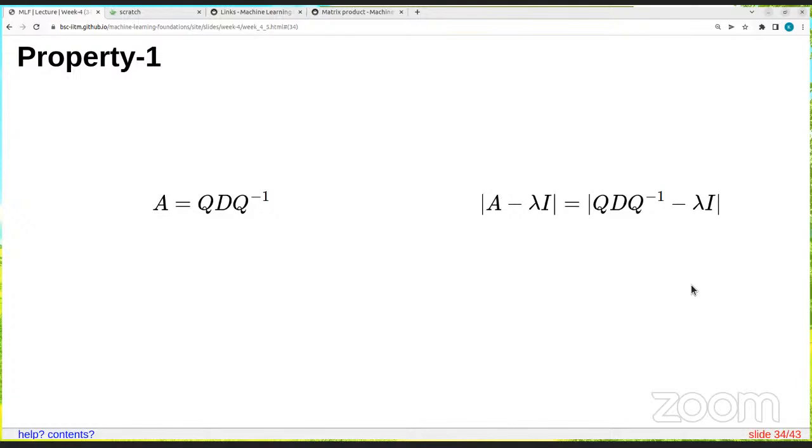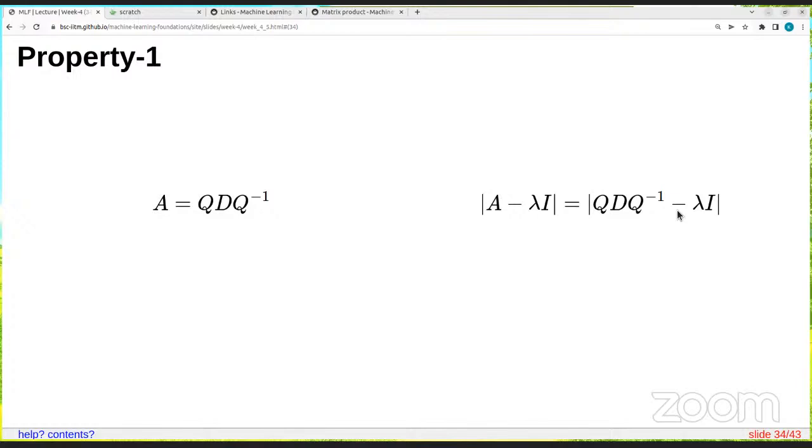How do I proceed from here? A is not equal to D, right? A is Q D Q inverse. So I have substituted that. Now I want to simplify the RHS further. Can anyone suggest some ideas?